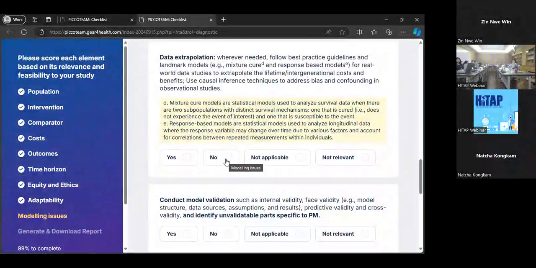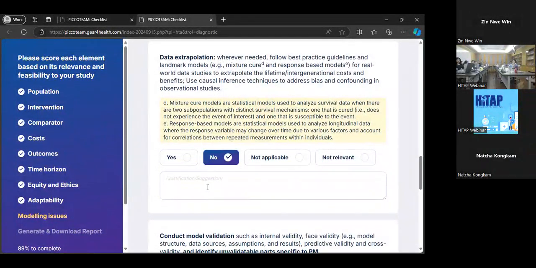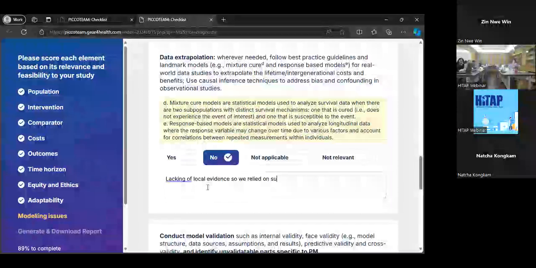So we did not do that because again, we are lacking data, or lacking local evidence. So we relied on summary statistics and expert opinion.